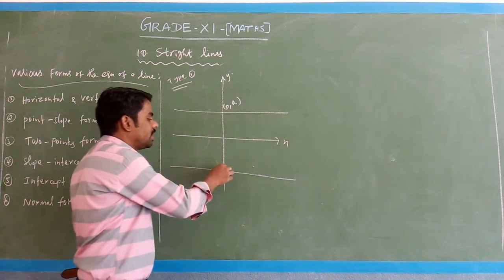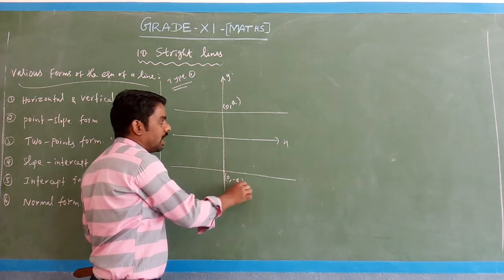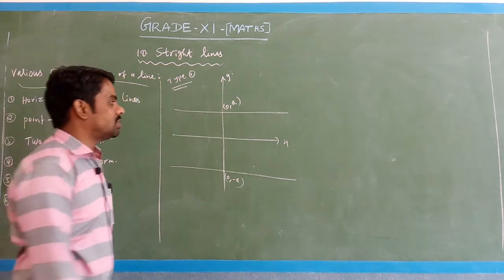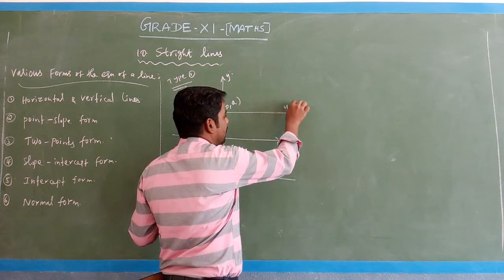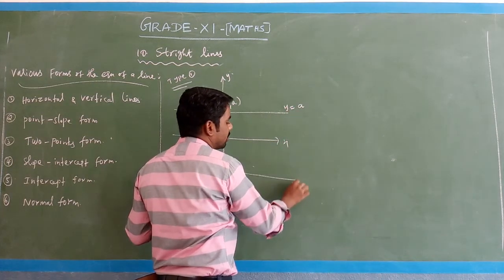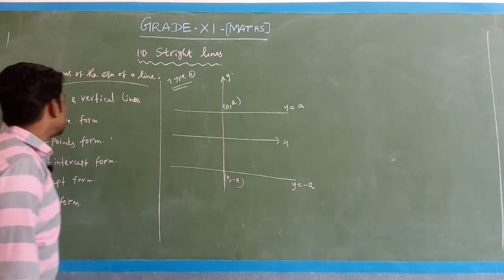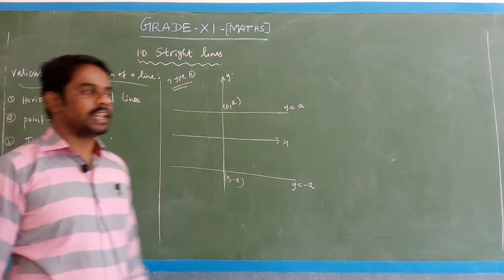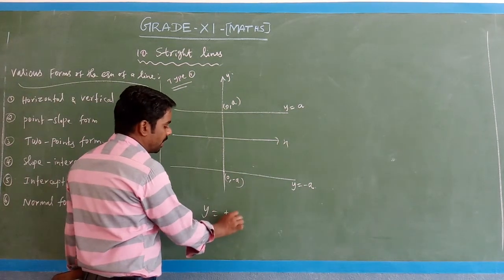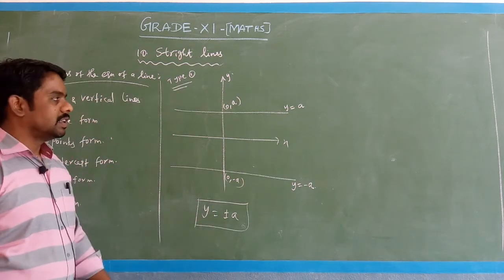This y value is the distance minus a, so the point is 0 comma minus a. Therefore this line's equation is y equal to a, and this line's equation is y equal to minus a. So the equation of the horizontal line is y equal to plus or minus a.